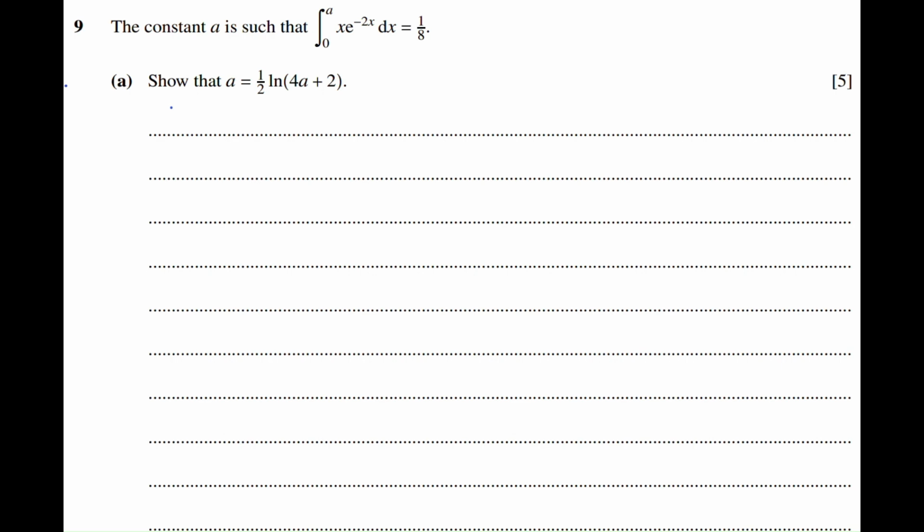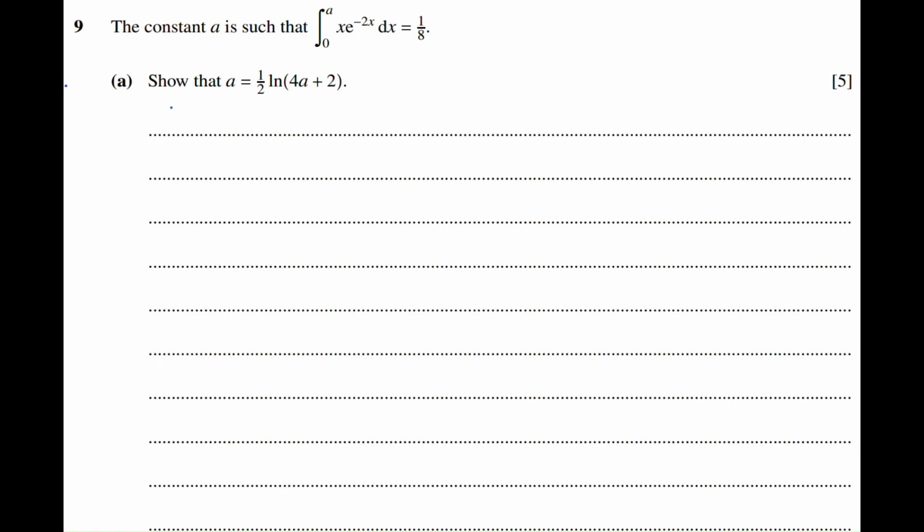This is an integration question from Paper 3-1, May-June 2023. Question 9. The constant a is such that the integral from 0 to a of x e to the power of negative 2x dx equals 1 over 8. Show that a equals 1 over 2 natural log of 4a plus 2.